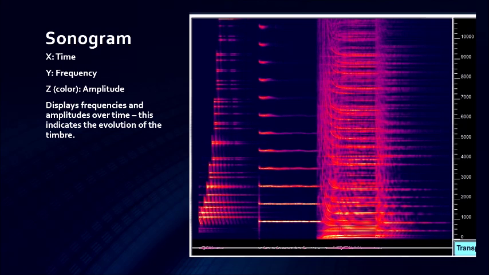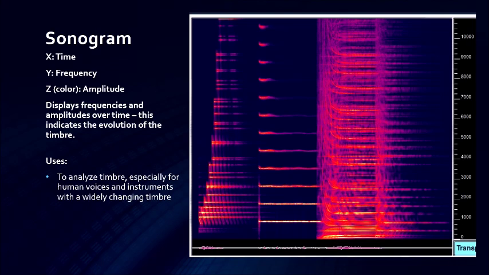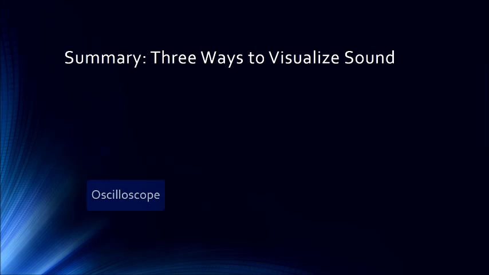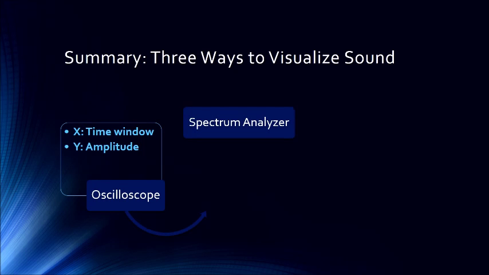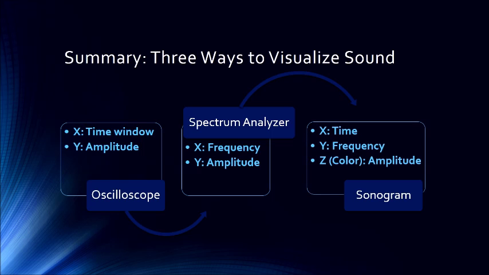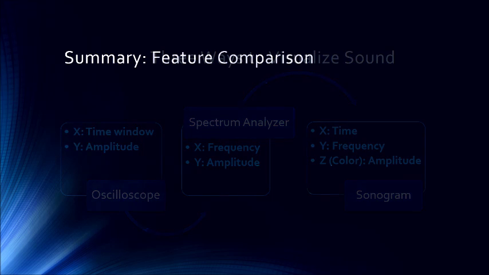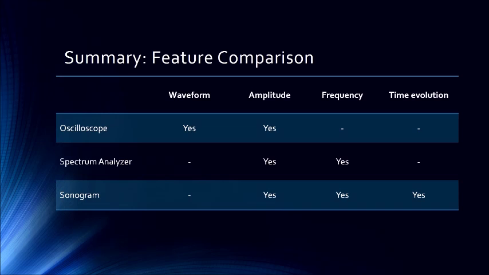Sonogram is used basically for seeing how the timbre evolves through time, especially used for instruments and voices which have variation in timbre. The only limitation is that it does not show the waveform. So to summarize, the oscilloscope shows time versus amplitude, spectrum analyzer shows frequency and amplitude, and sonogram shows time, frequency, and amplitude. And you can see the various features and limitations of each type.